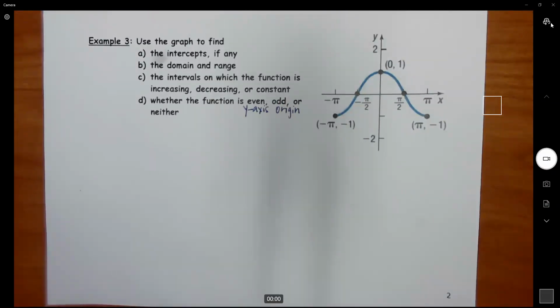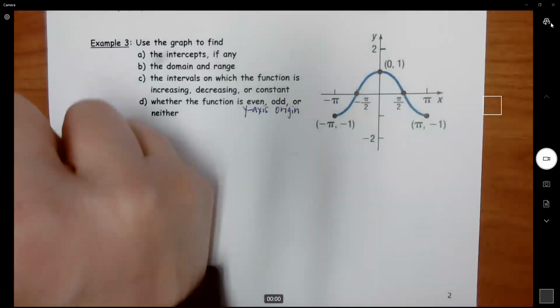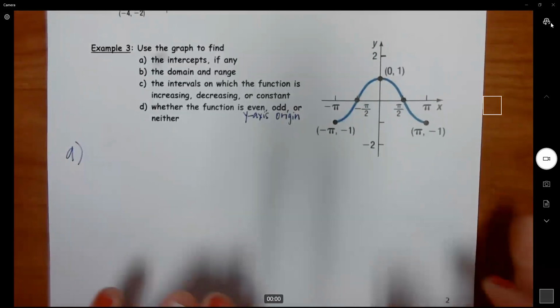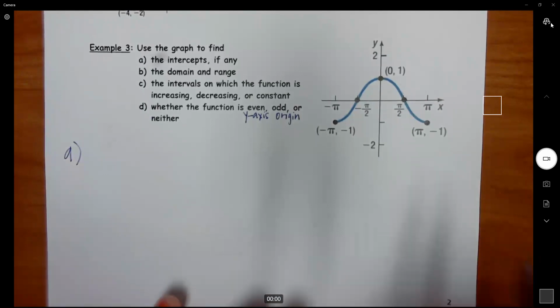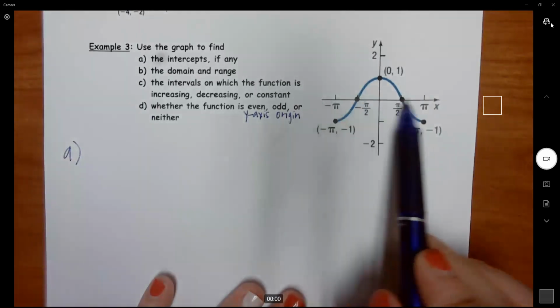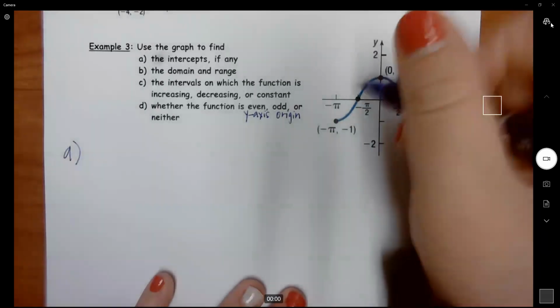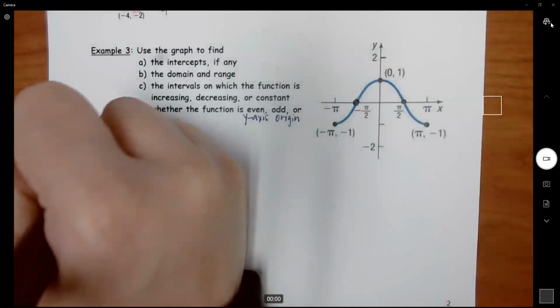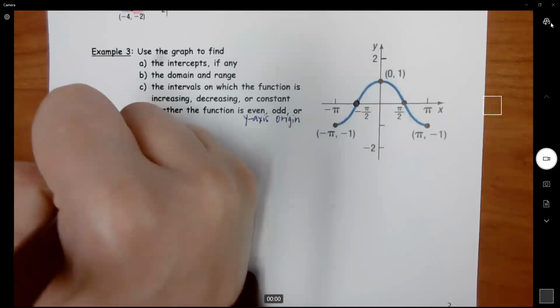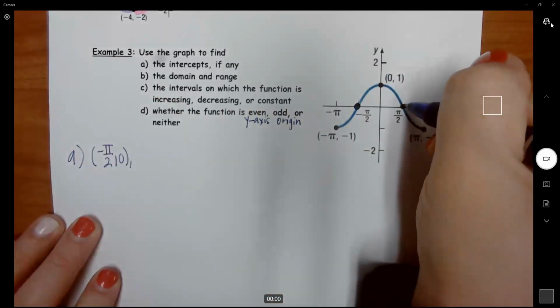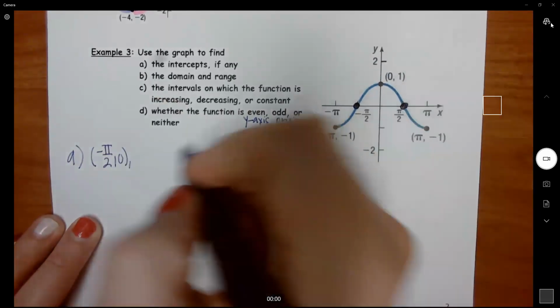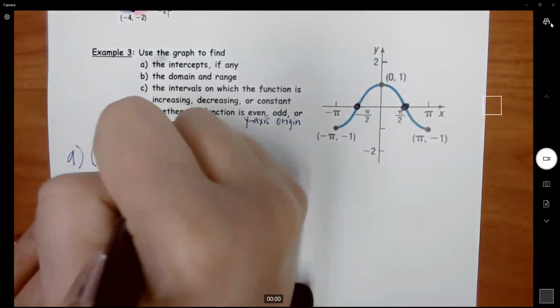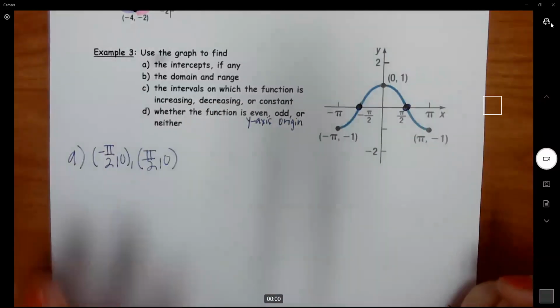So, are there any intercepts? Your intercepts are your x-intercepts and your y-intercepts. Where is this crossing the x-axis? It's crossing right here. And that point is -π/2, 0. And it's also crossing right here at π/2, 0.